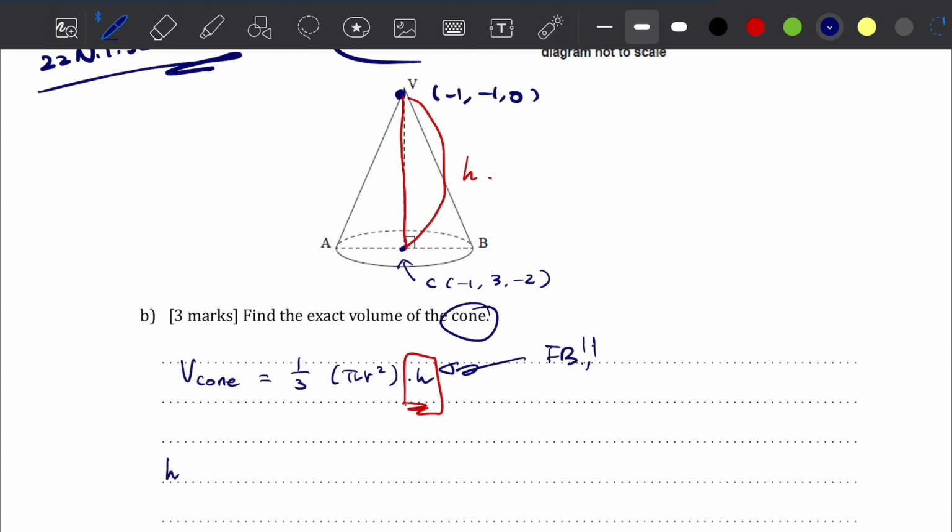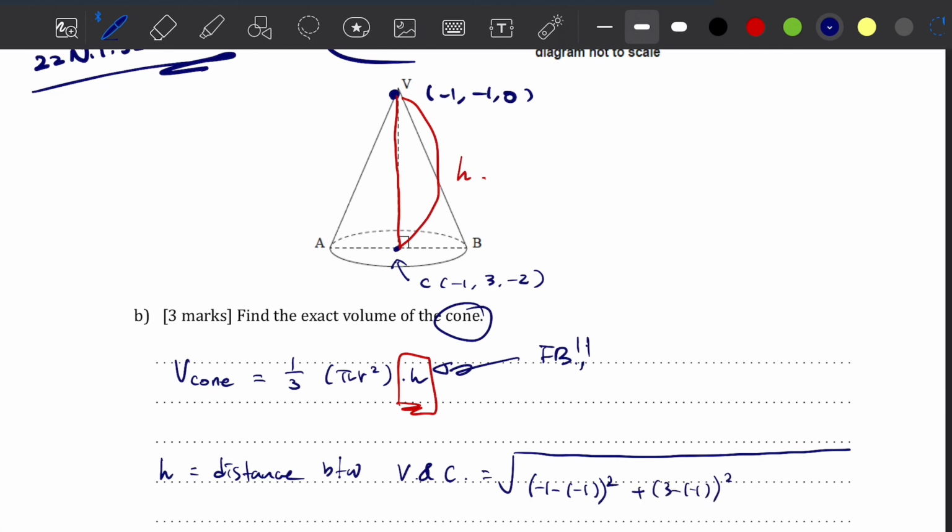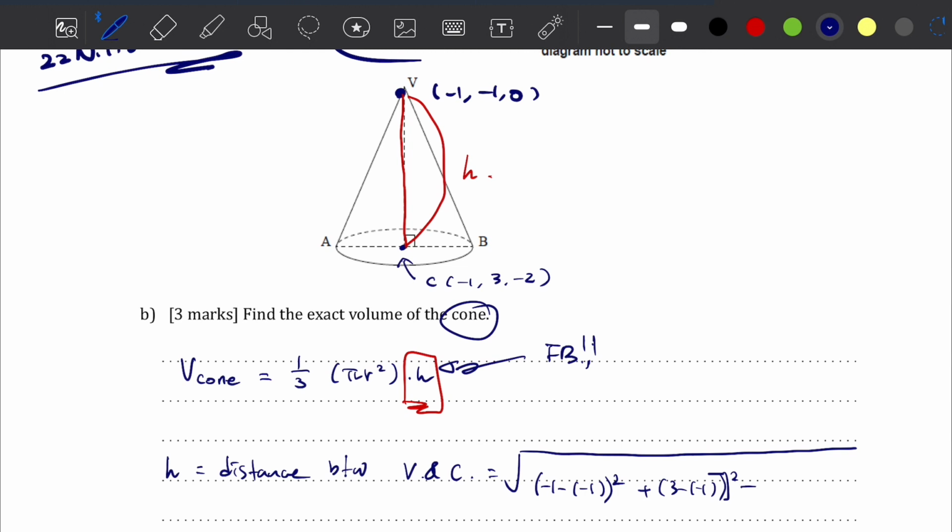So height is equal to the distance between V and the center. So it is equal to -1 minus -1 squared plus 3 minus -1 squared plus -2 minus 0 squared.